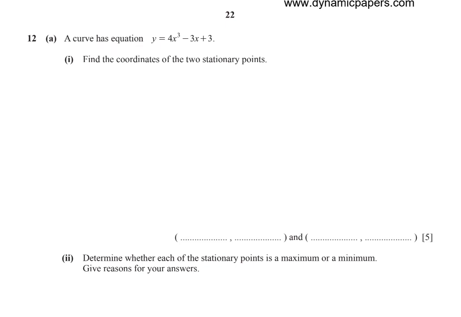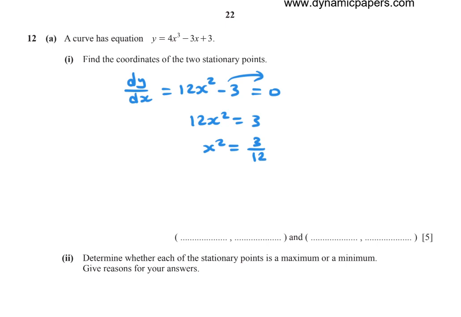12a, a curve has equation y equals 4x power 3 minus 3x plus 3. Find the coordinates of the two stationary points. To find the stationary points, find dy over dx and equate to 0. dy over dx equals, for this function, 12x power 2 minus 3 equals 0. Now factorize, or you can transpose negative 3 to the other side. So 12x squared equals 3. So x squared equals 3 over 12. In the simplest form, 1 over 4. Take the square root, so x equals positive or negative 1 over 2.